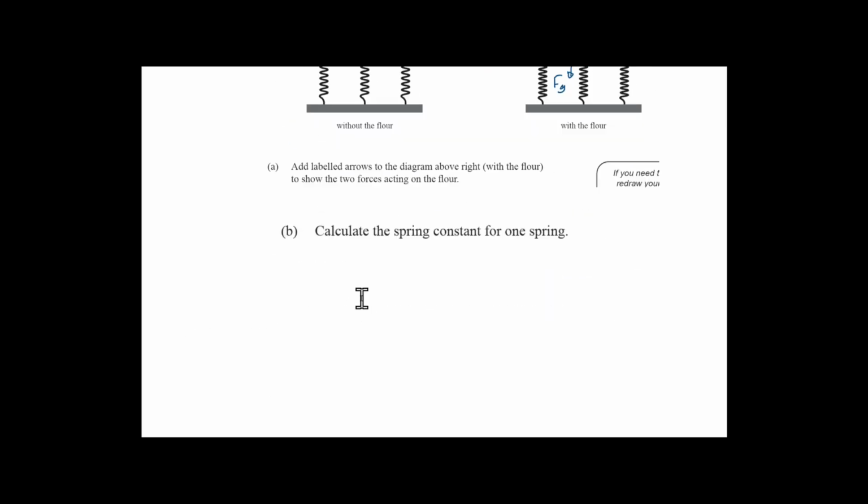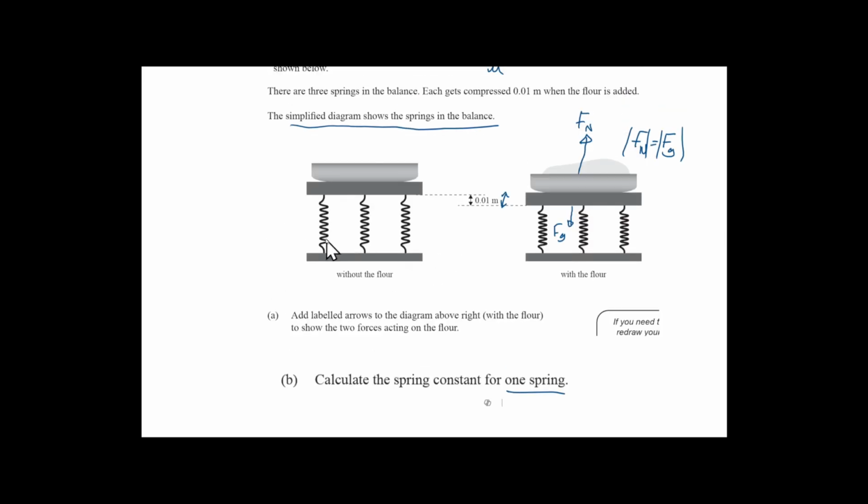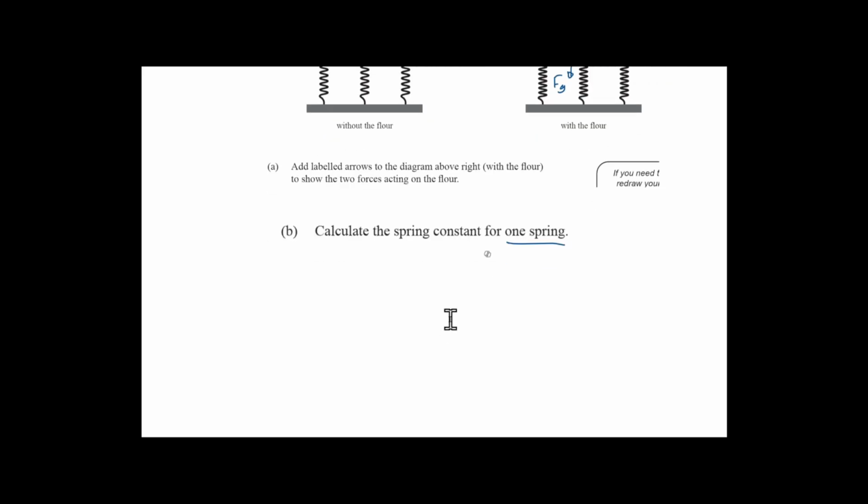Calculate the spring constant for one spring. Okay, so we're going to presume a couple of things. We're going to presume that each of these springs is the same. So there's 3 springs, and they're each going to need to push back some force. So first thing we need to do is work out what this force due to gravity is, and that's going to be mg.